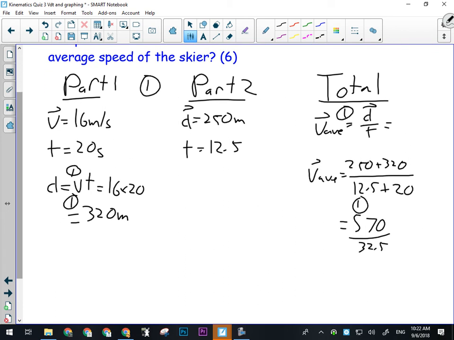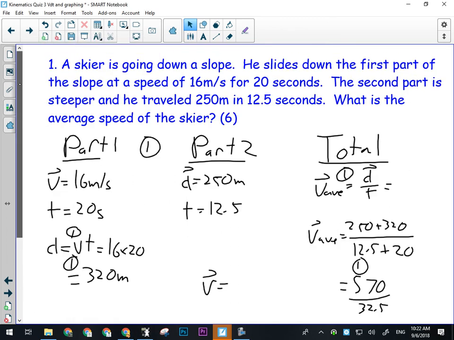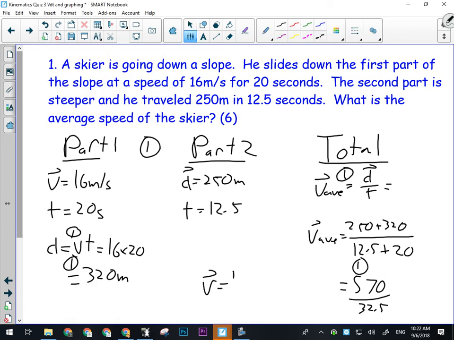And then for our final mark here, our average velocity is going to be 570 divided by 32.5, which gives us 17.538. However, if we go back to the question, we only have 2 significant digits here. That means I'm going to need to round this to 18. So my average velocity is going to be 18 meters per second downhill.